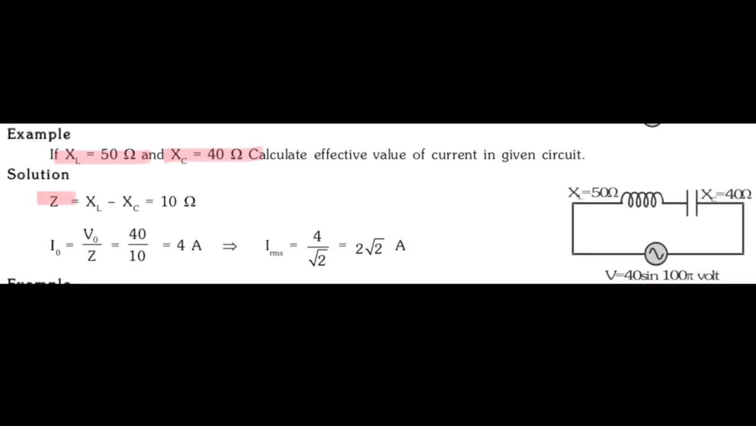Back to the question, here we have to calculate current. Current equals voltage by impedance. Substituting the values, you get the maximum current, which is 4 ampere. The question is to calculate the effective value of the current. Whenever a question is asked like that, they are basically asking for the RMS value of the current. You can calculate the RMS value by dividing the maximum value by root 2. You will get the answer as 2 root 2 ampere.